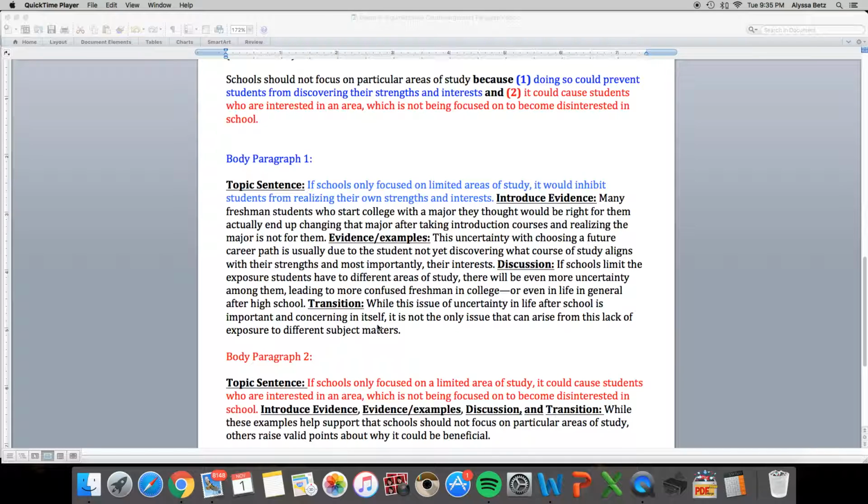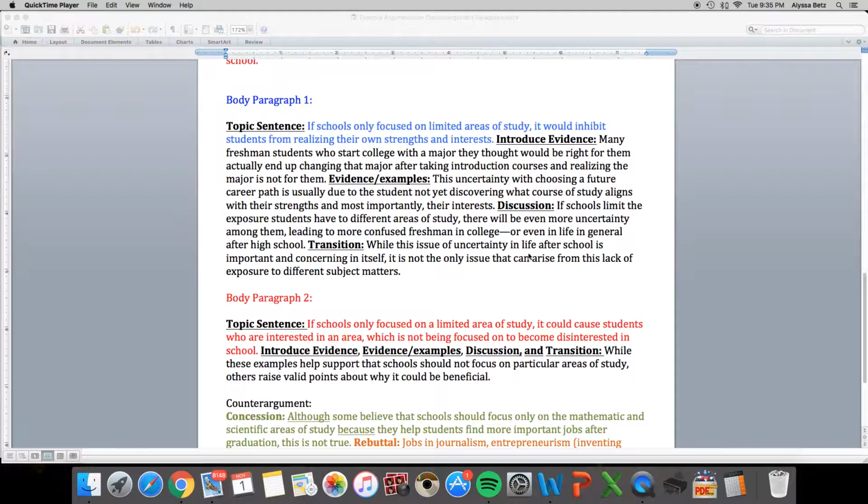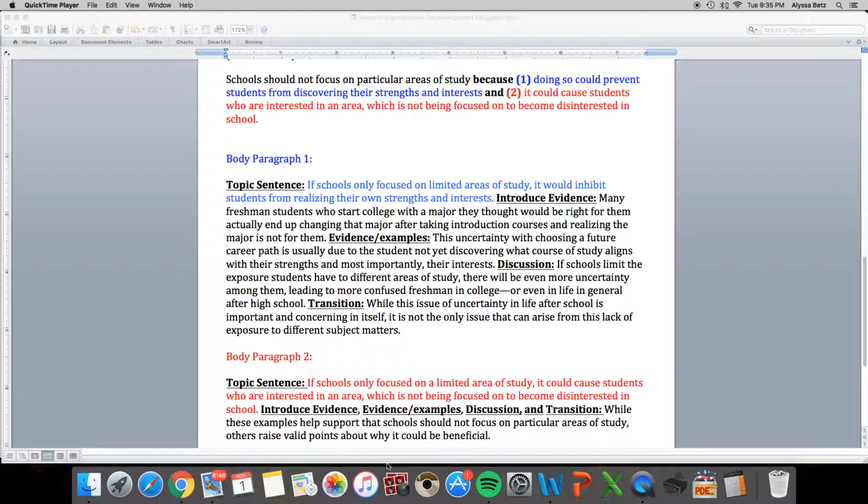After this paragraph, you completed your body paragraph 2, again starting with a topic sentence, which is your reason 2 of your thesis statement stated by itself as a sentence. You again introduced evidence, you explained the evidence and examples, you discussed how it tied back to your main idea, your side of the argument, and you transitioned into the counter argument.